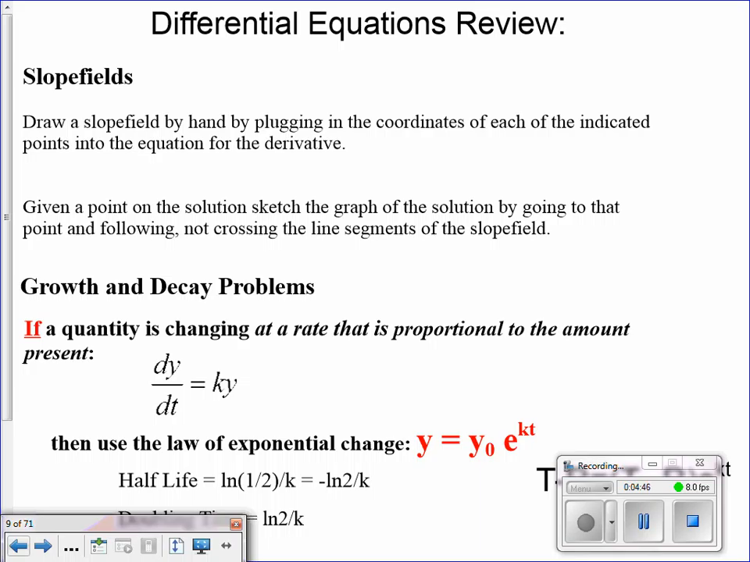A slope field, you've got to know how to draw one, and I think you guys are pretty good with that. You use the coordinates of the points to find the slope at that point, and you draw a little line segment at the point. You also want to be able to match a differential equation to a slope field and match a solution to a slope field. And draw the solution in if you're given a slope field.